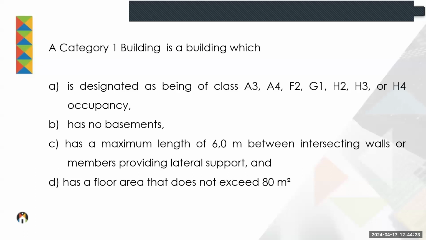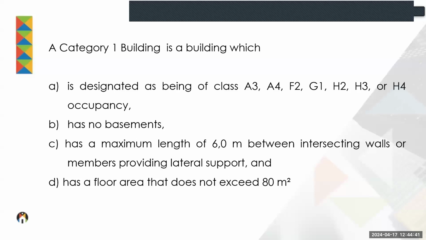Further, that building cannot have any basements, and the load-bearing walls carrying the roof cannot be more than 6 meters apart. In other words, roof spans cannot exceed 6 meters, and I've already mentioned the 80 square meters.